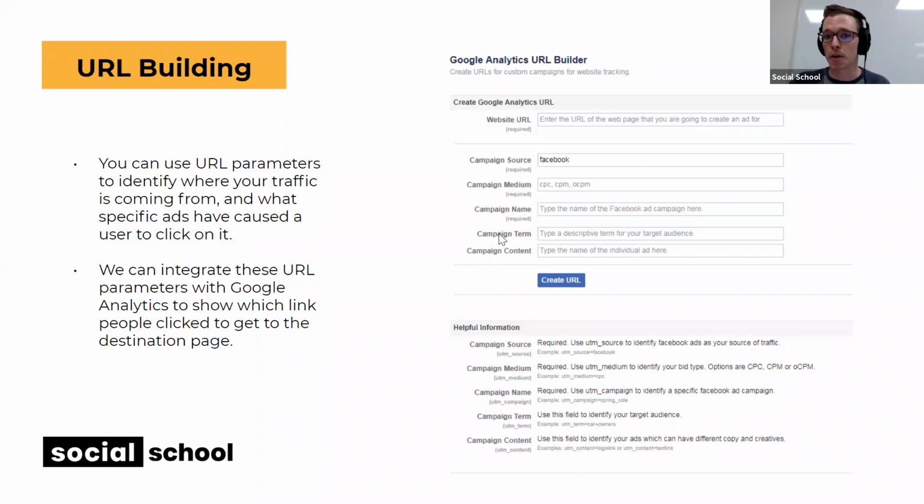The campaign term, I do not like to go with what Google recommends. Google recommends this to be what your audience should be. I actually prefer to put it more in line with what all the other platforms have been doing and what they recommend. And that is, campaign term should actually be what your ad is. This should be your ad name. And then your campaign content, I actually prefer this to be what my audience is.